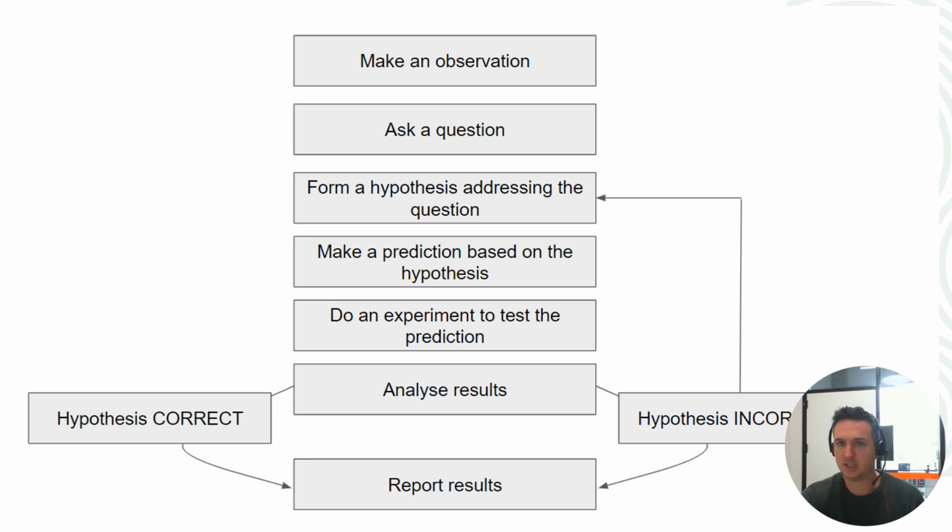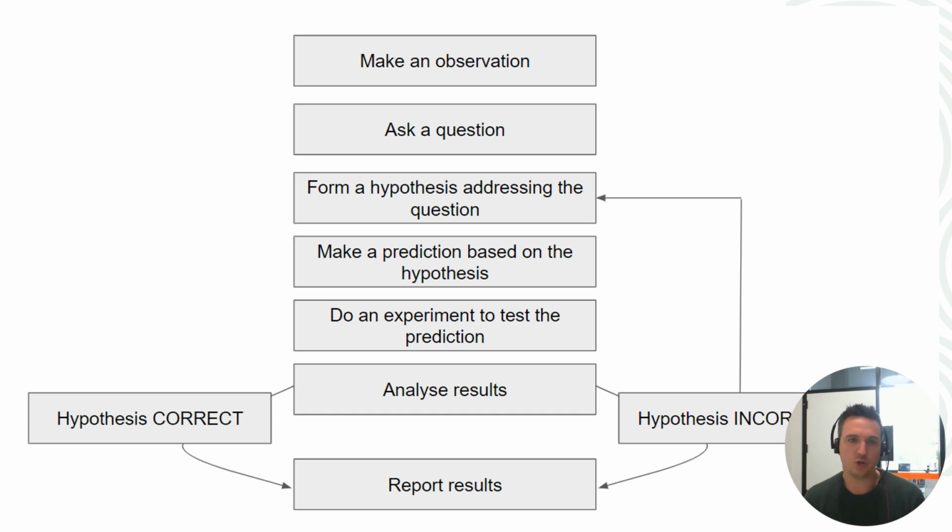From that hypothesis, we can then make a clear prediction. Runners who eat a high carbohydrate meal before a race will complete the race faster than those who eat a low carbohydrate meal. Then, to test that prediction, we design an experiment.